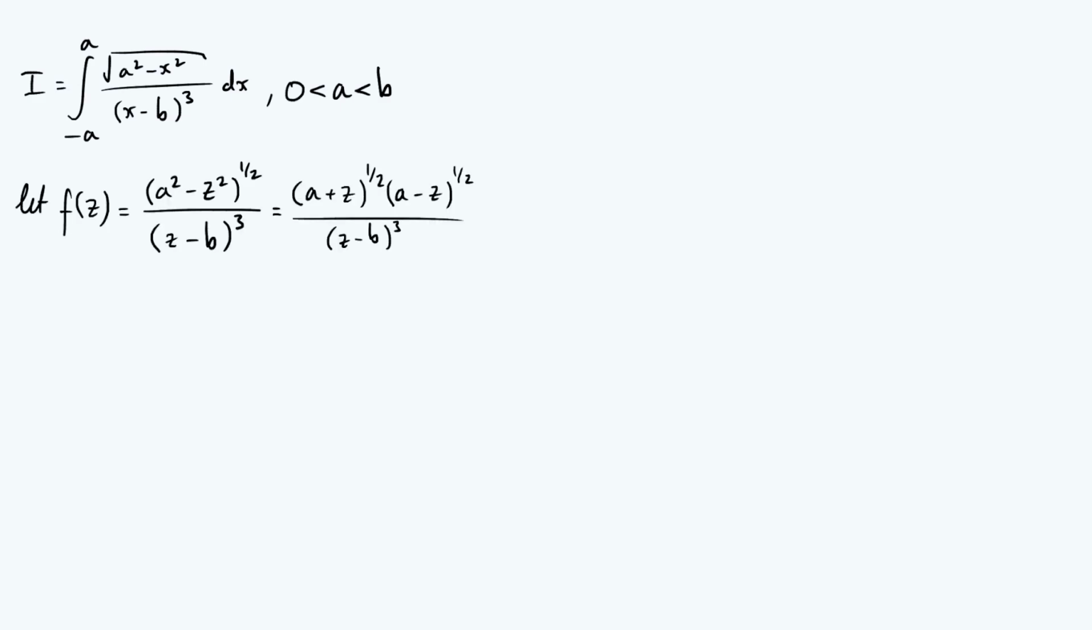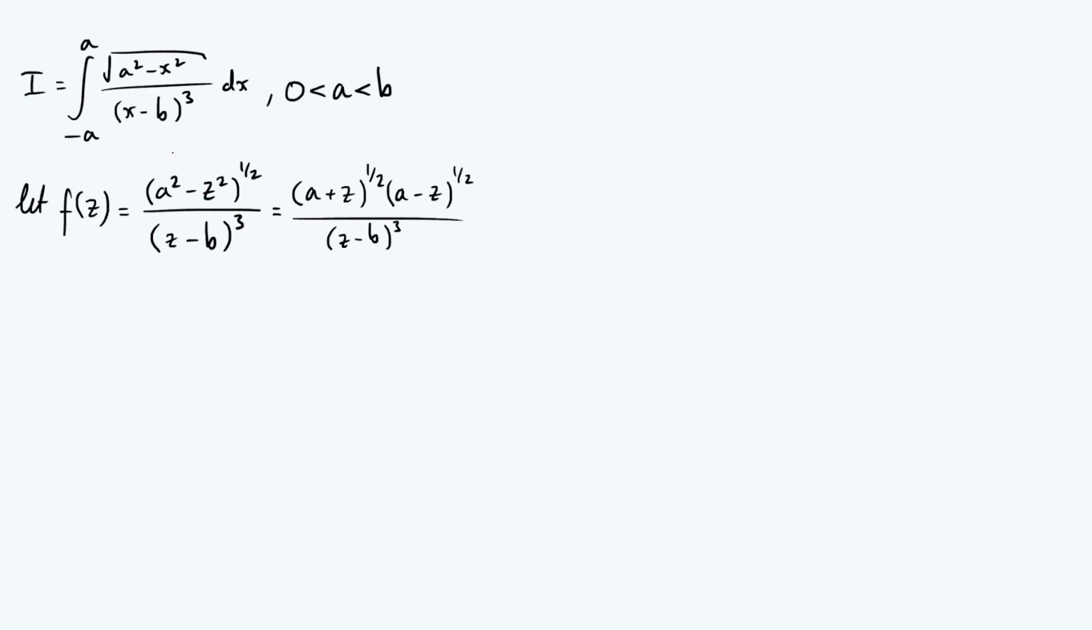So we're going to approach this using contour integration, and therefore we need to promote our integrand to a complex function and then decide which path in the complex plane we're going to integrate around. The most natural choice of complex function to introduce here would be f of z, as I've defined it, a squared minus z squared to the half over z minus b cubed.